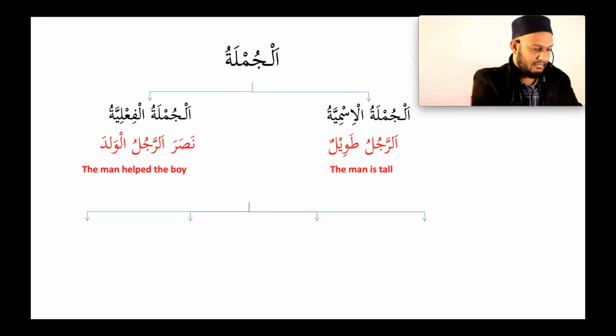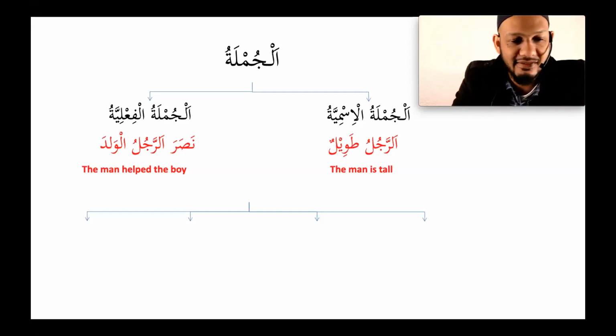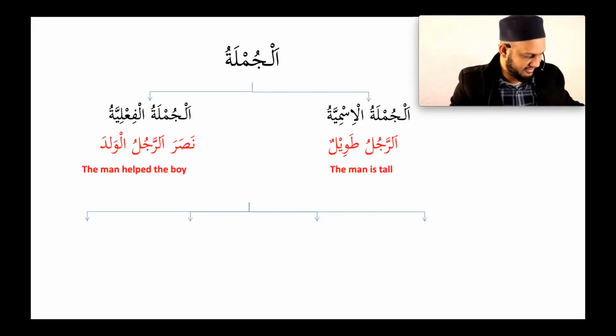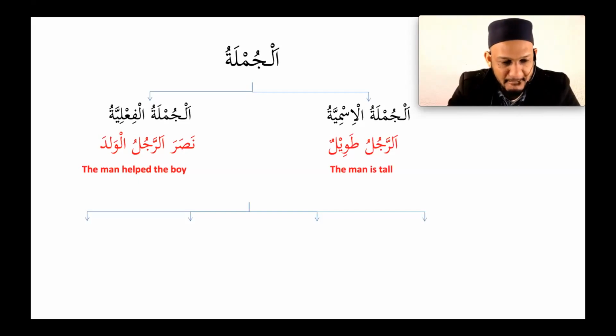Assalamu alaikum. Wa alaikum salam wa rahmatullahi, I can give it a try, inshallah. Bismillah. Jumlatul fi'liya would be a sentence with a verb in it, and it has a fa'il, which is your doer, and a maf'ulun bihi, which is your done upon. So the jumlatul fi'liya has three parts: a verb, a fa'il, and a maf'ulun bihi.